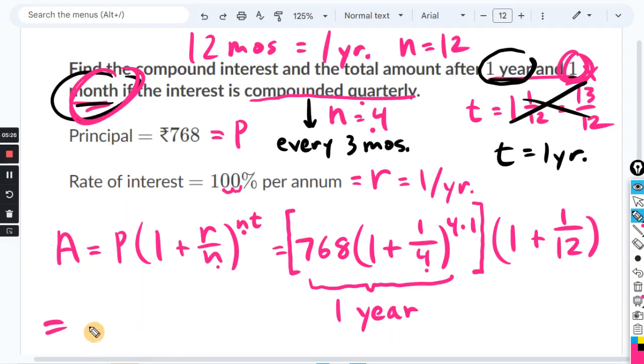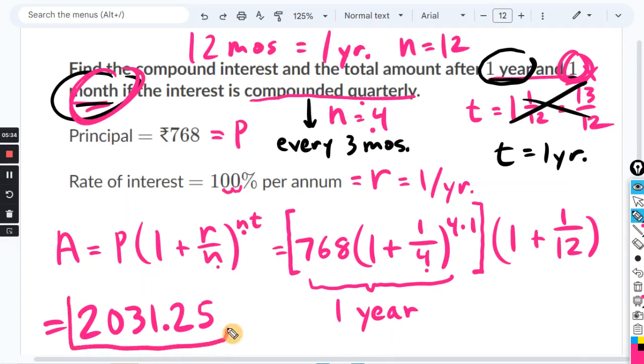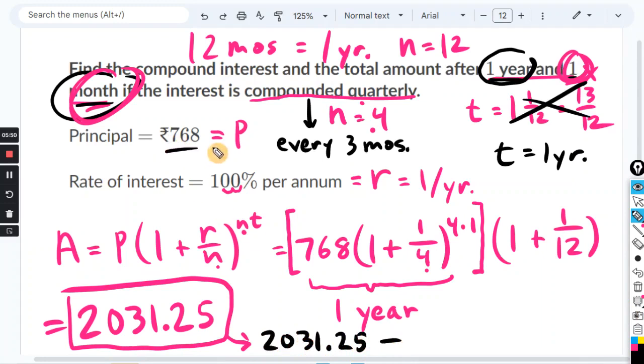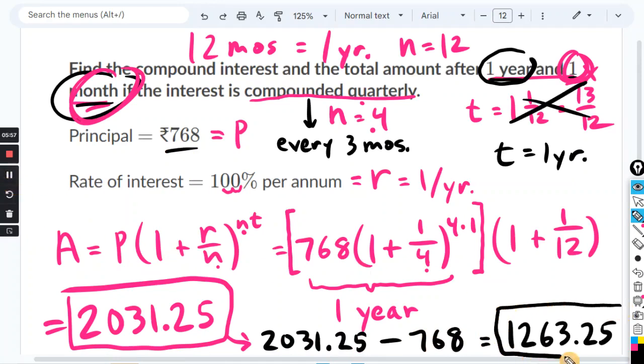And I get 2031.25. So that is your final answer. That's the total amount. And the interest, if you just subtract the principal from that total, you do 2031.25 and subtract what you invested initially, 768. And I get 1263.25. Okay, so this was the interest, and this was the total accumulated.